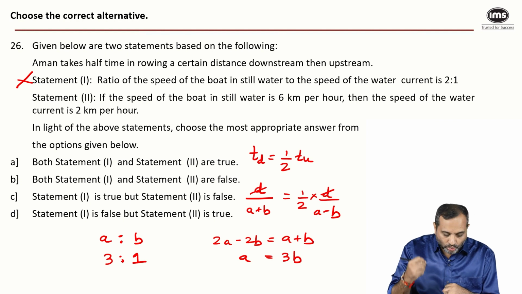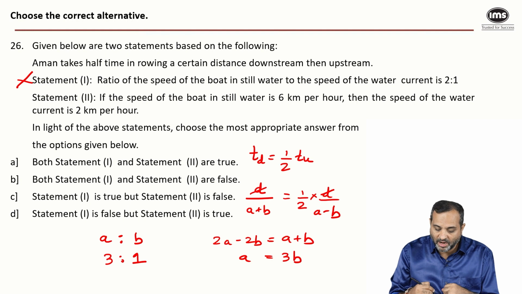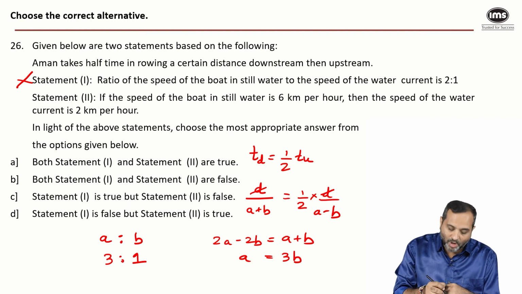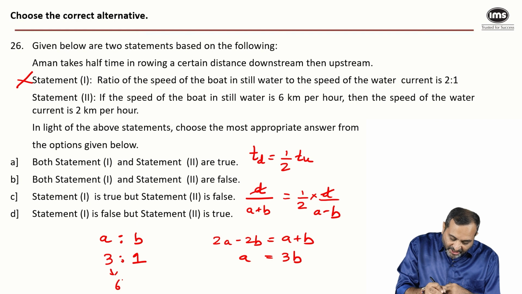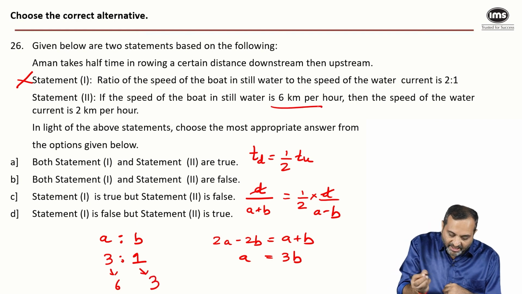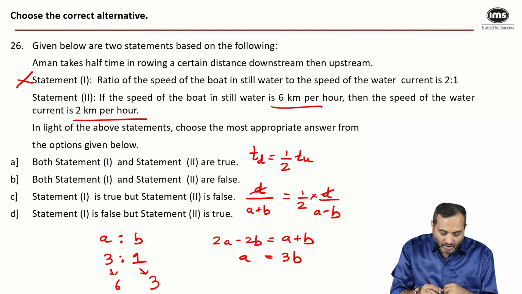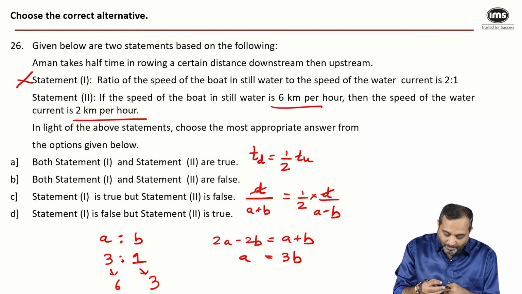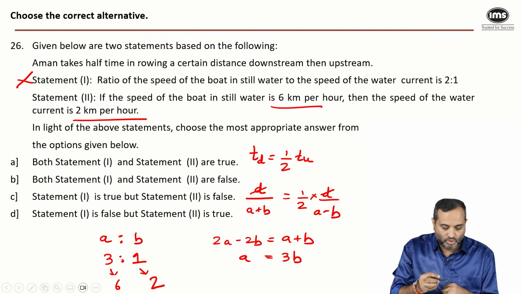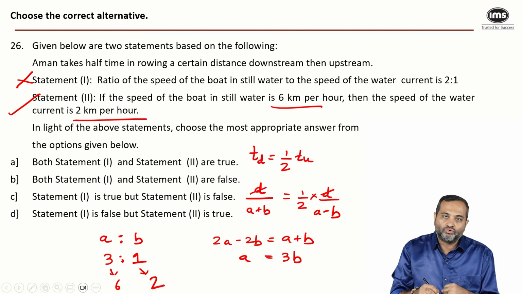Let's look at statement 2. The speed of boat in still water is 6 kilometers per hour. Then the speed of water current is 2 kilometers per hour. Do you realize this is true? The ratio is 3:1. That means when A is 3, B is 1, or if A is 6, B is, sorry, you're multiplying by 2. So B has to be 1 into 2, 2. So second statement is therefore true.